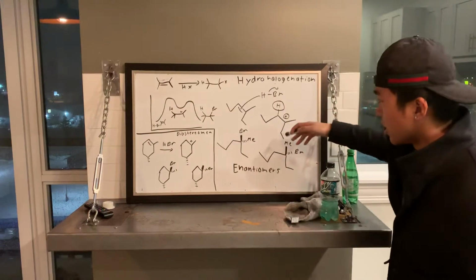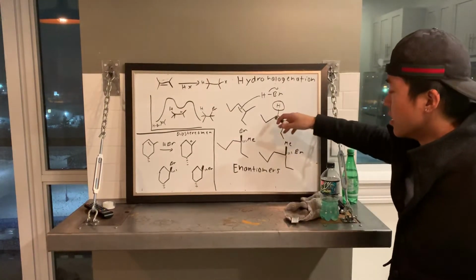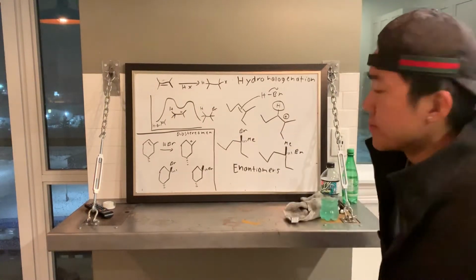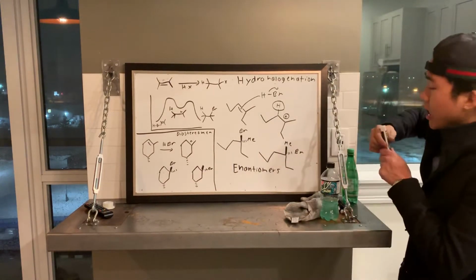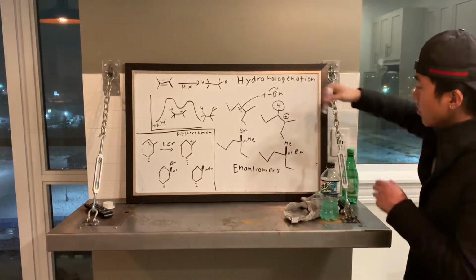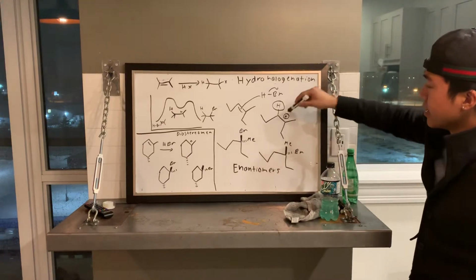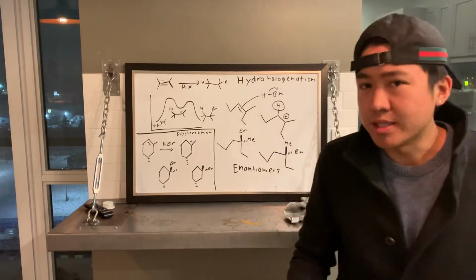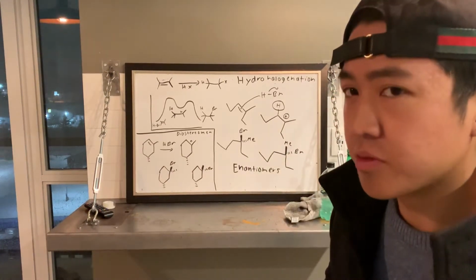This is tertiary, 1, 2, 3. This would have been secondary. Can there be a shift? I look at my beta hydrogens. There are 3 here and 2 here. This is already tertiary. It's quite stable. Not going to shift a methyl or a hydride.